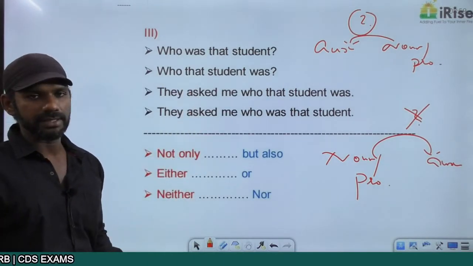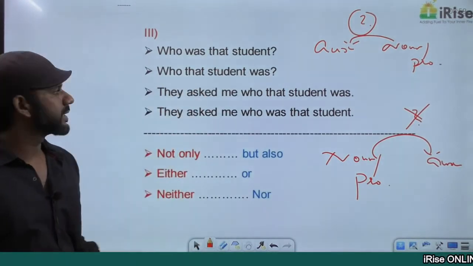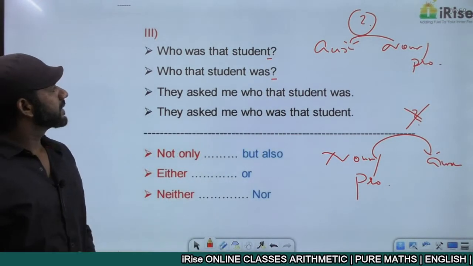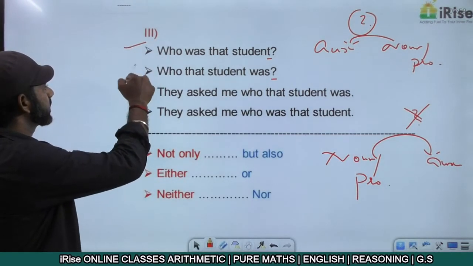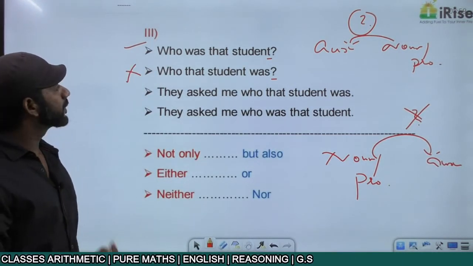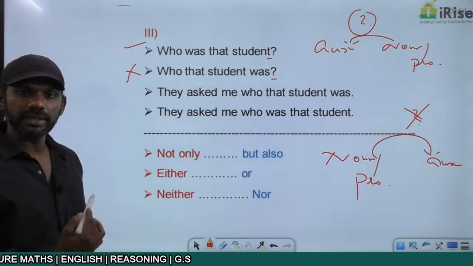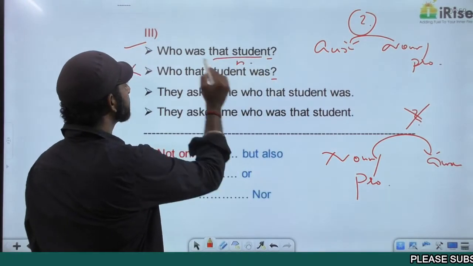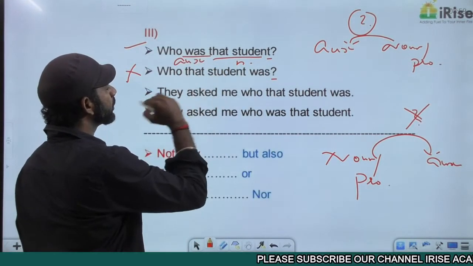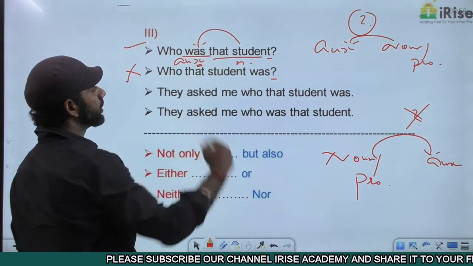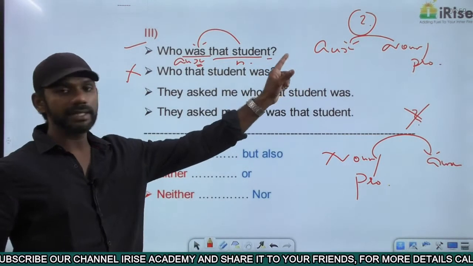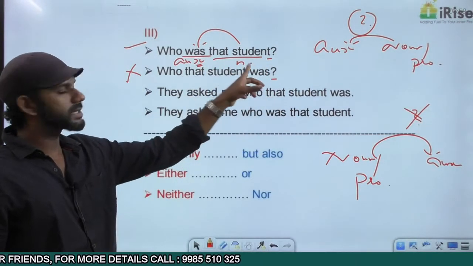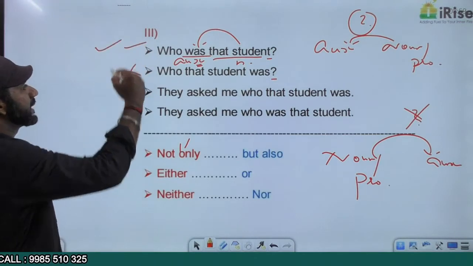Come to the first two sentences. The first two are interrogative sentences because they end with a question mark. I say the first one is grammatically correct, the second one is grammatically wrong. Come to the first one. Who was that student? Question mark, interrogative. That student is the noun here. Was is the auxiliary verb. The auxiliary verb is coming before the noun. This is interrogative, so it is grammatically correct.